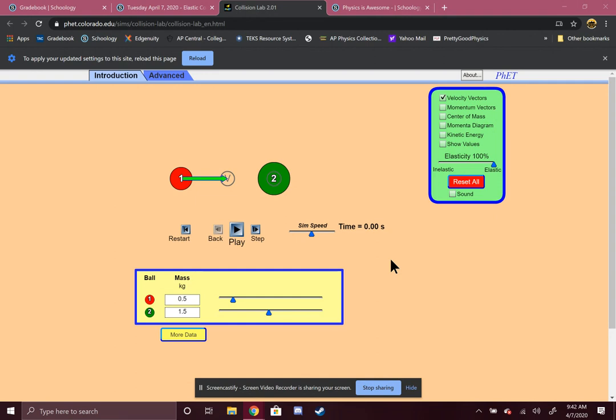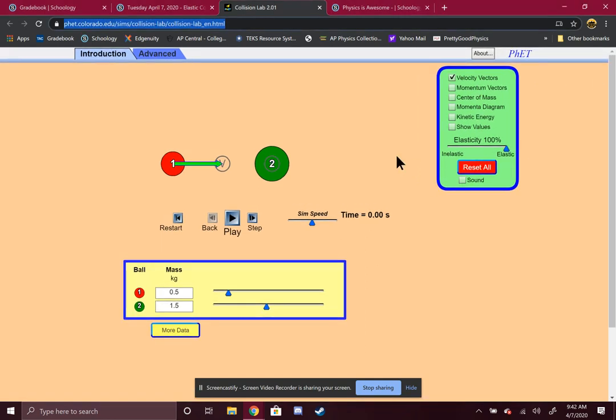If you've already turned in your PhET lab and you do not like your grade after watching this, we are going to give you a second attempt to try the PhET lab.